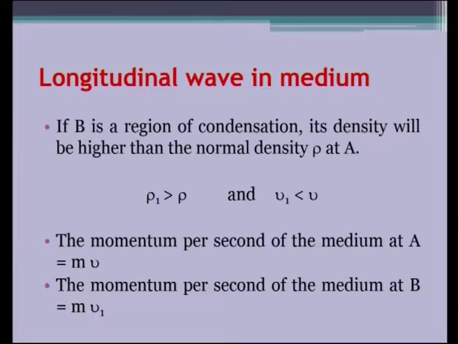So, let us see about the momentum that is changing in the two cross sectional regions A and B. The momentum per second of the medium at A is given as mv. The momentum per second of the medium at B is given as mv1. We have taken the mass entering and leaving both as same. So, in both expressions we have the same mass, but their velocities are different because they have different velocities of entering and leaving. Definitely there is a change in momentum happening in the two regions.